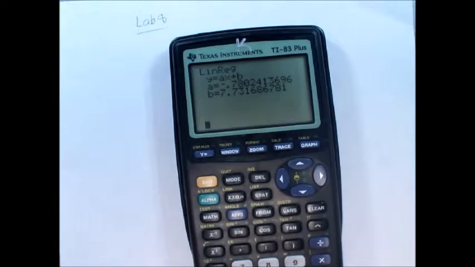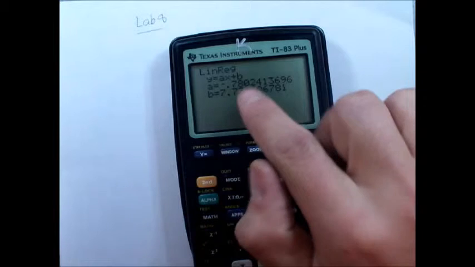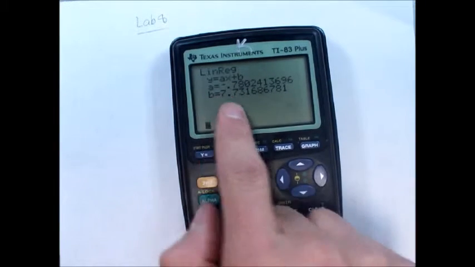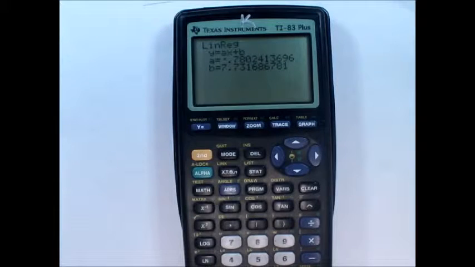Okay, then you'll press enter. It'll ask you for list 1, put in L1. And as for your y values, put in L2. Okay, so here we go enter, and you should see these numbers. If you do not see those, okay, that's pretty much it for the lab.